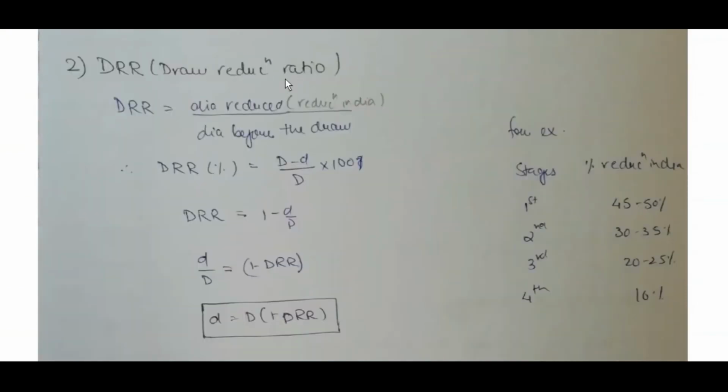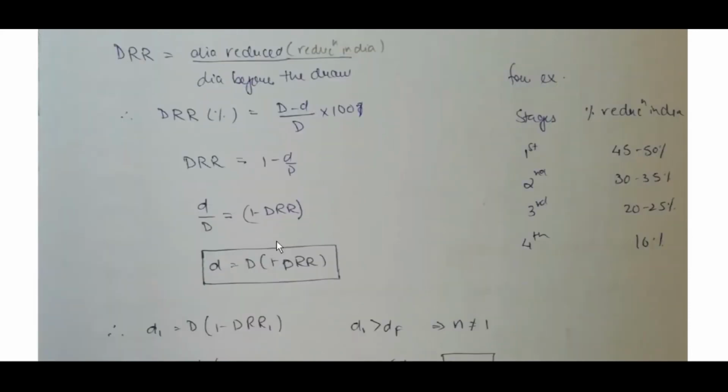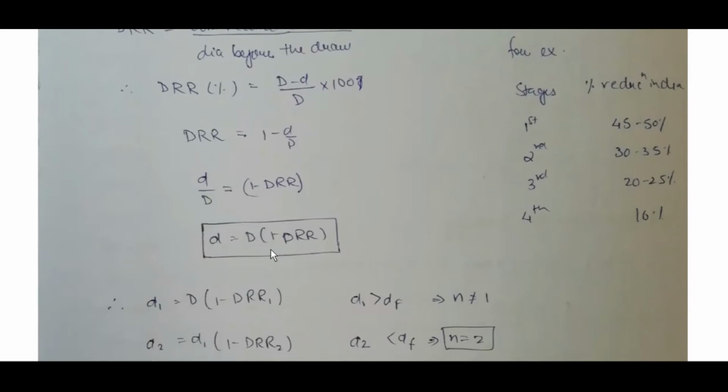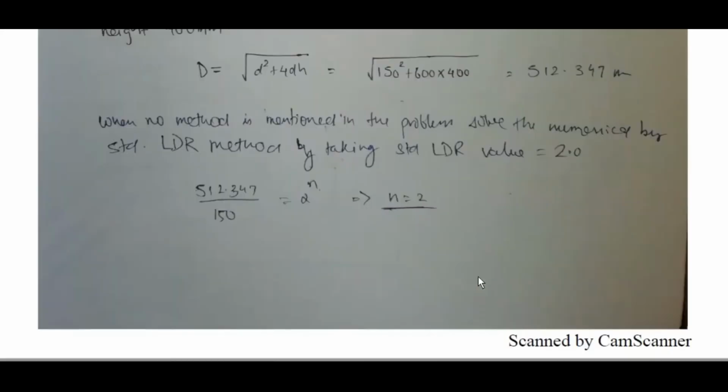DRR, draw reduction ratio. DRR is equal to diameter reduced by diameter before draw. DRR is equal to (capital D minus small d) by capital D into 100. DRR is equal to 1 minus small d by capital D. Small d by capital D is equal to 1 minus DRR. Small d is equal to capital D into (1 minus DRR). D1 is equal to capital D into (1 minus DRR1). D1 greater than DF, so n not equal to 1. D2 is equal to D1 into (1 minus DRR2). D2 less than DF, so n is equal to 2.